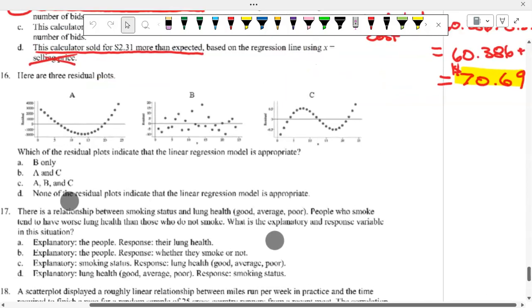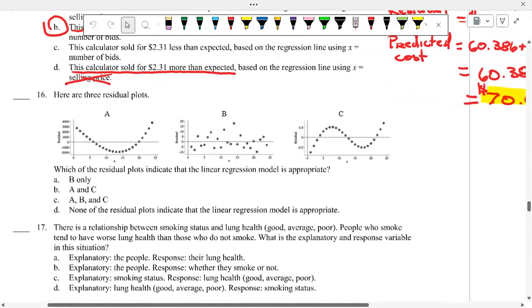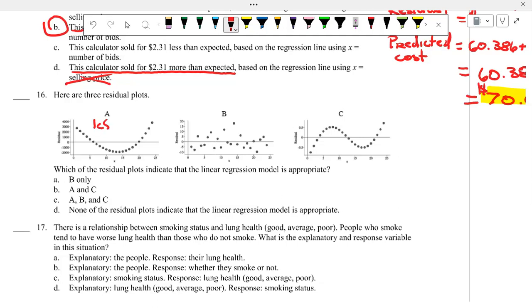Okay, 16, you have 3 residual plots. Which one indicates that a linear regression line is appropriate? Well, this one has a leftover pattern, so that is not good. Okay, and then C has a leftover pattern. B is a random pattern.